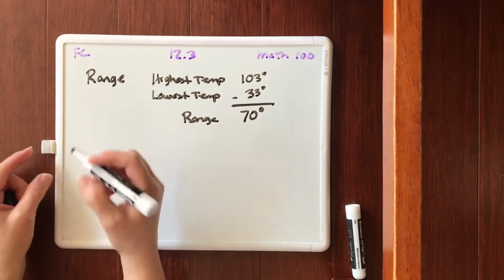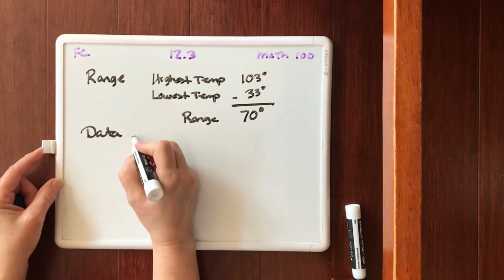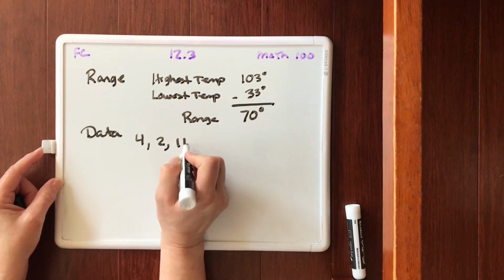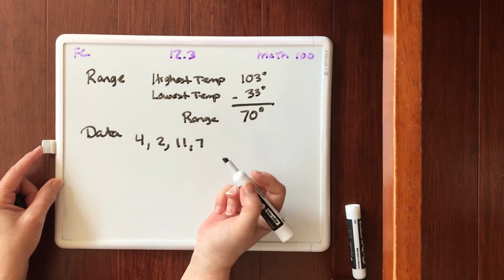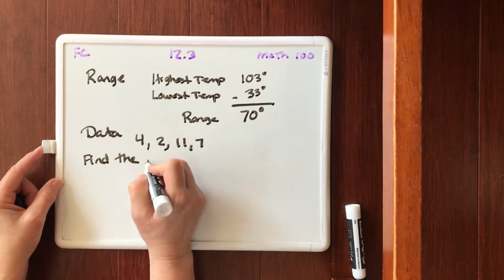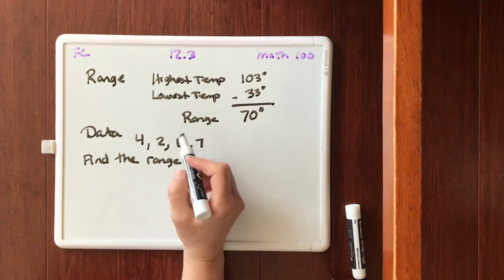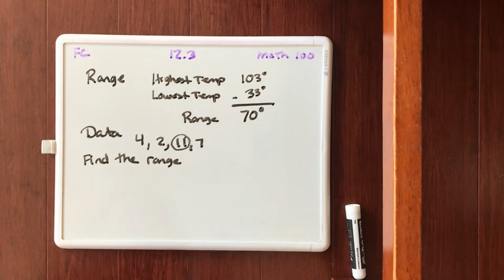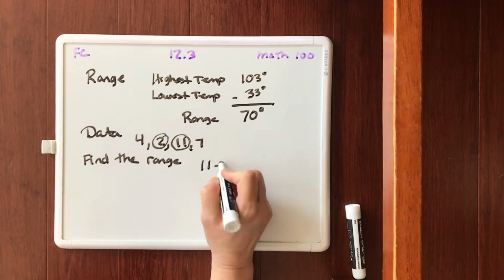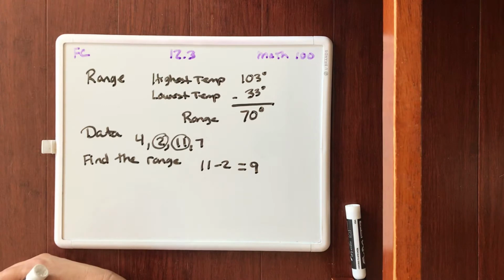Okay, if we have data, here's some data. I'm going to just put in some numbers, 4, 2, 11, and 7. And we're asked to find the range. What we do is we take the largest number, which in this case is 11, and we subtract the smallest number, which is 2. 11 minus 2 equals 9. So that would be the range.